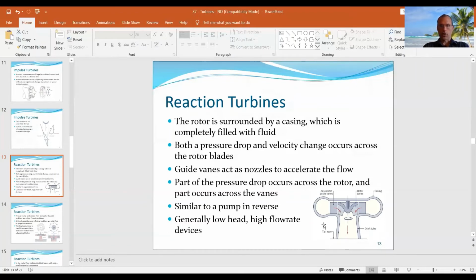I have part of the pressure drop across the rotor itself and part of it across these vanes that are accelerating the flow. Again, similar to a pump in reverse, they generally are low head, high flow rate devices. So impulse turbines are generally high head, low flow rate. Reaction turbines are the opposite.